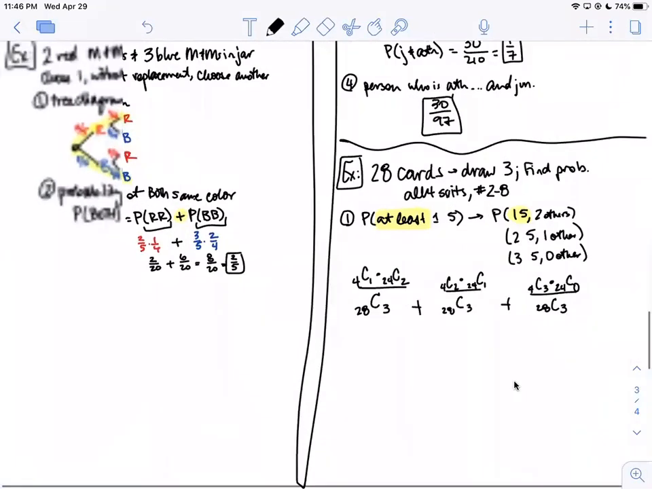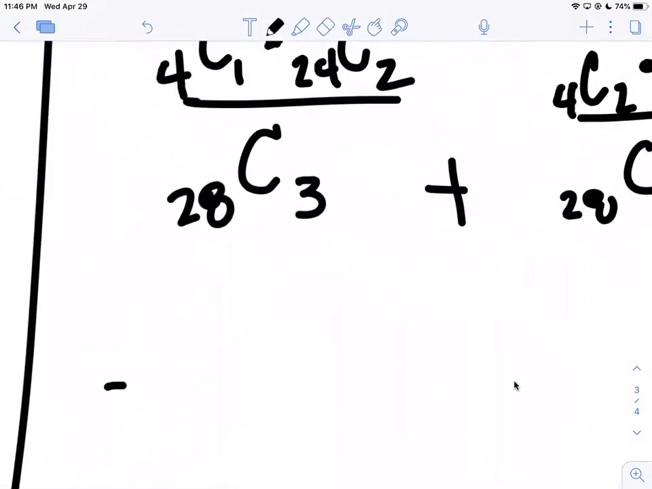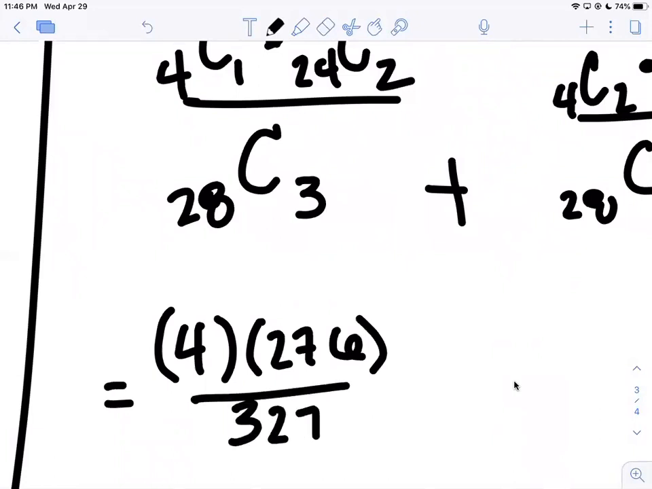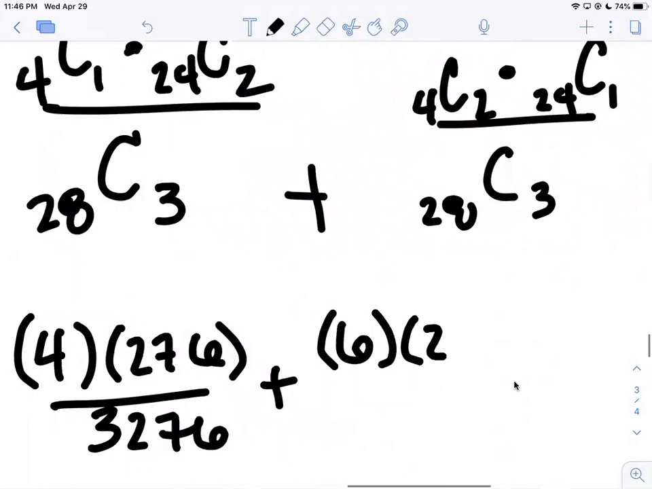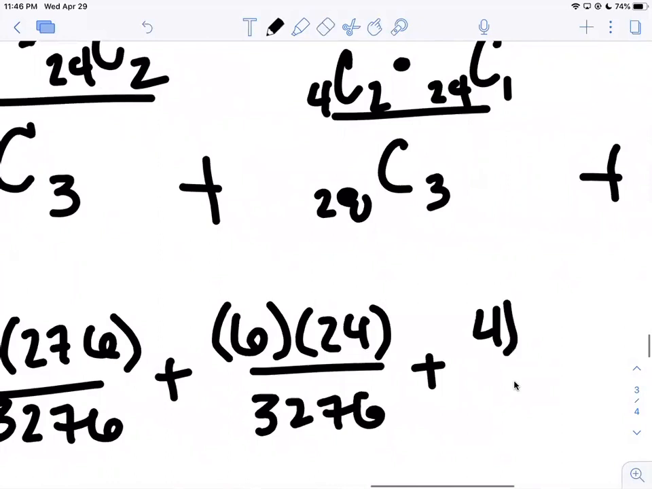This we're just going to simply throw in the calculator and use those numbers. So I would probably do this one at a time. I do 4, choose 1, and then figure out that number, then 24, choose 2, and figure out that number. I'm sure you can do it all at once. I lose track of parentheses. I like to play it safe. So it's going to be 4, 2, 76, 3, 2, 7, 6. If you want to try these on your own, pause the video and figure these out and then come back to me. 6, 24, 3, 2, 7, 6, and then 4 and 1, and then 3, 2, 7, 6.